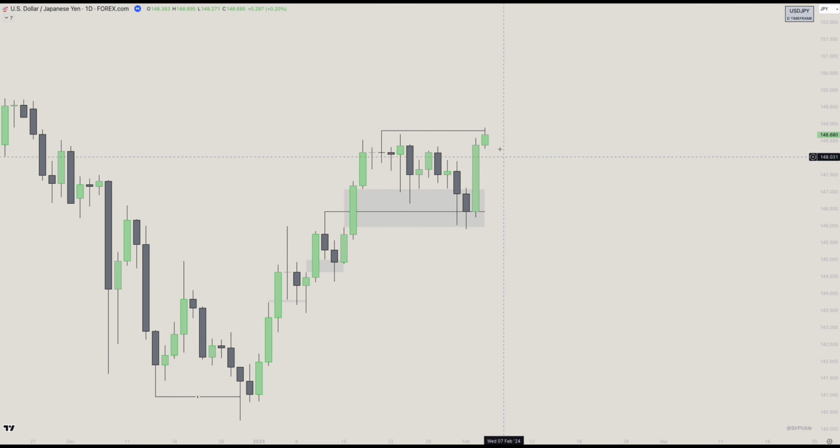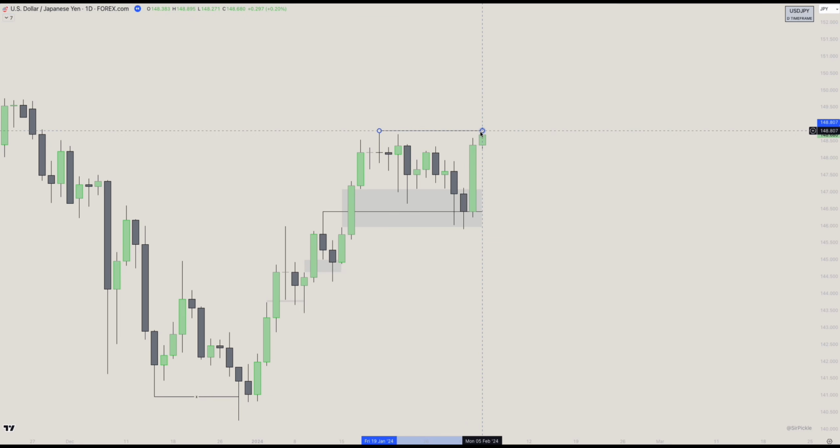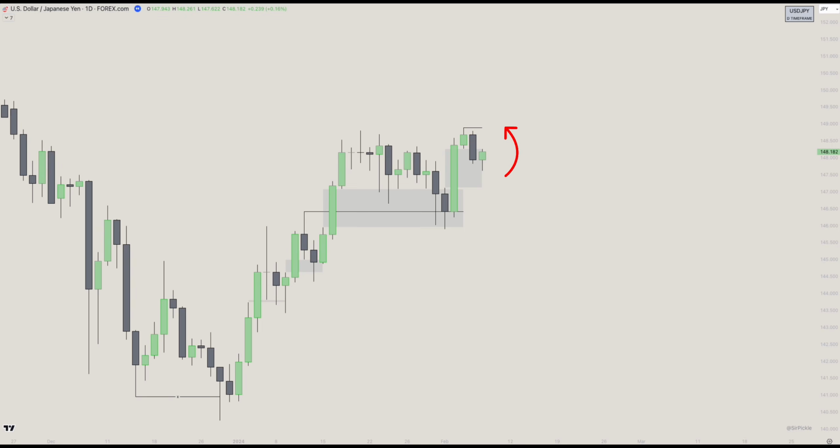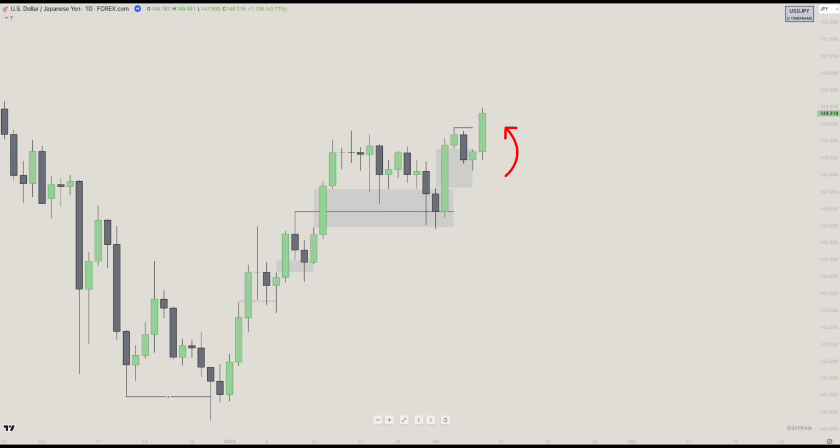And there it is. So we have just tagged ERL once more, and we have a daily fair value gap right below. So I want to see ERL to IRL and then IRL to ERL. So there's that daily fair value gap, and now targeting this daily swing high. And there we go. I forgot to mention, we also have an overlapping order block right there as well.